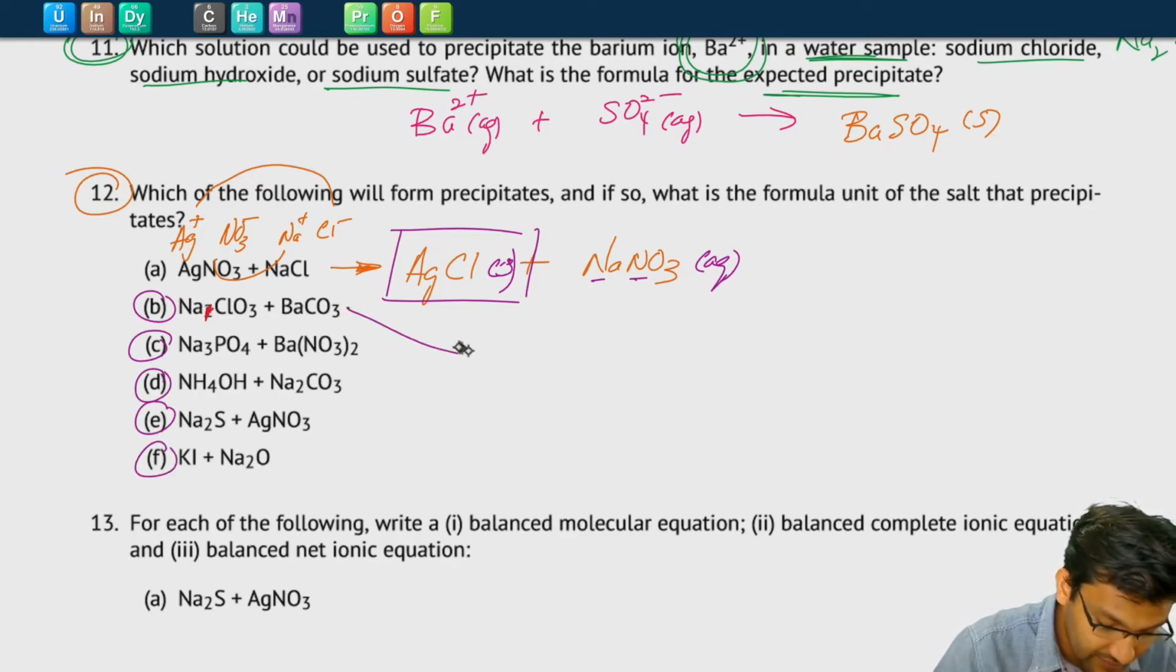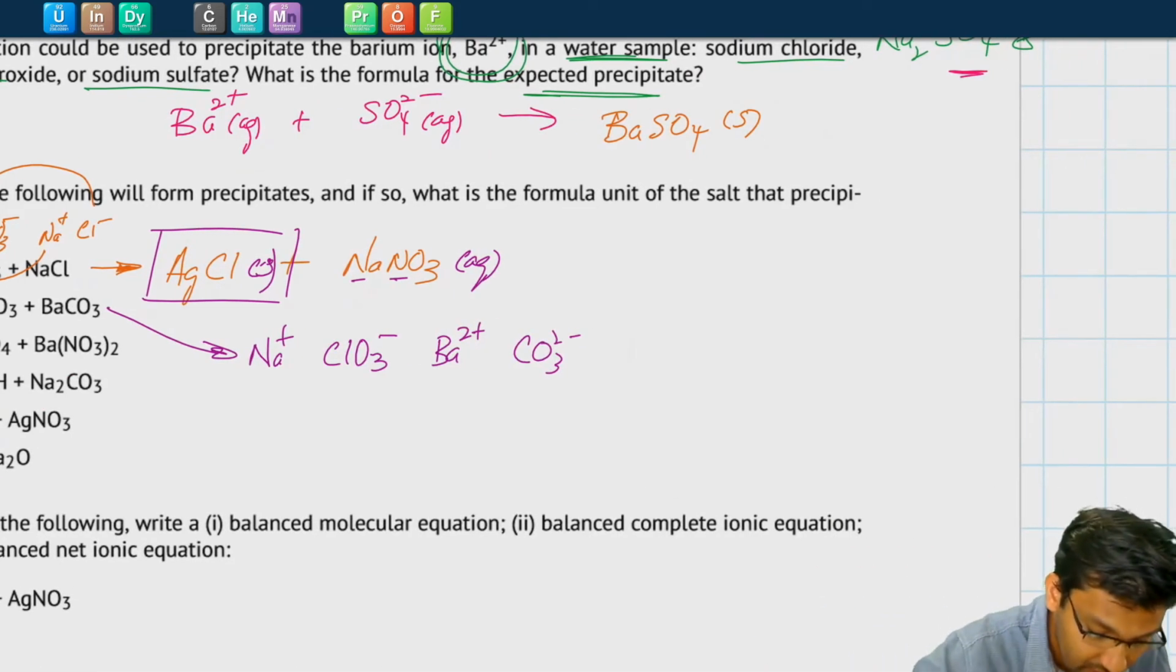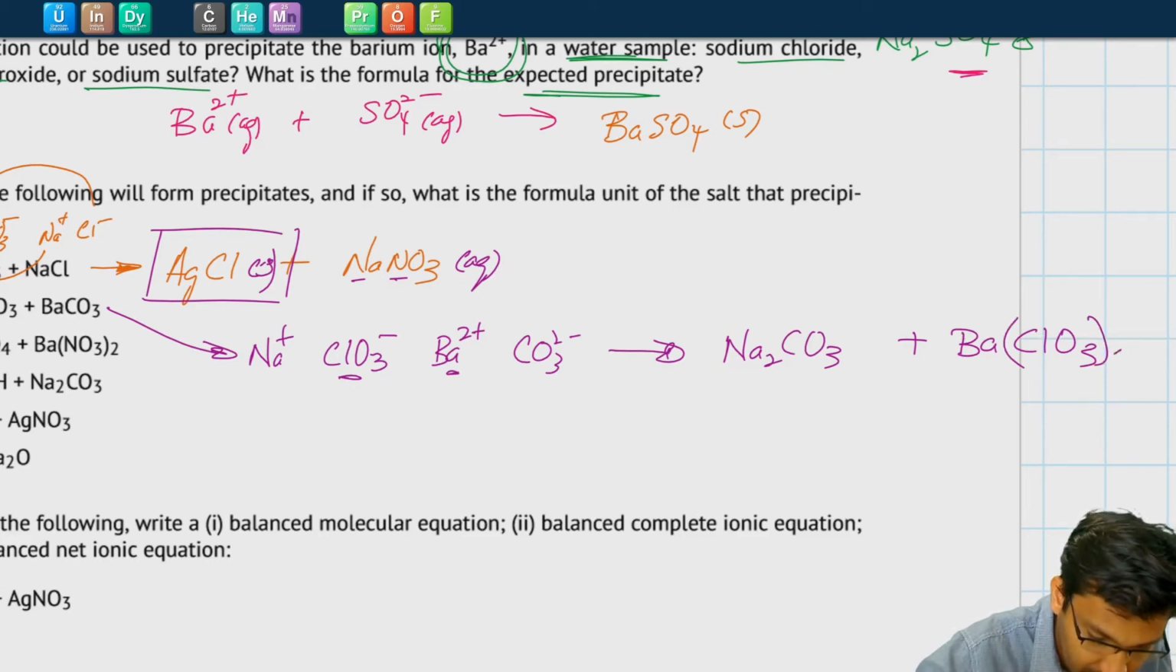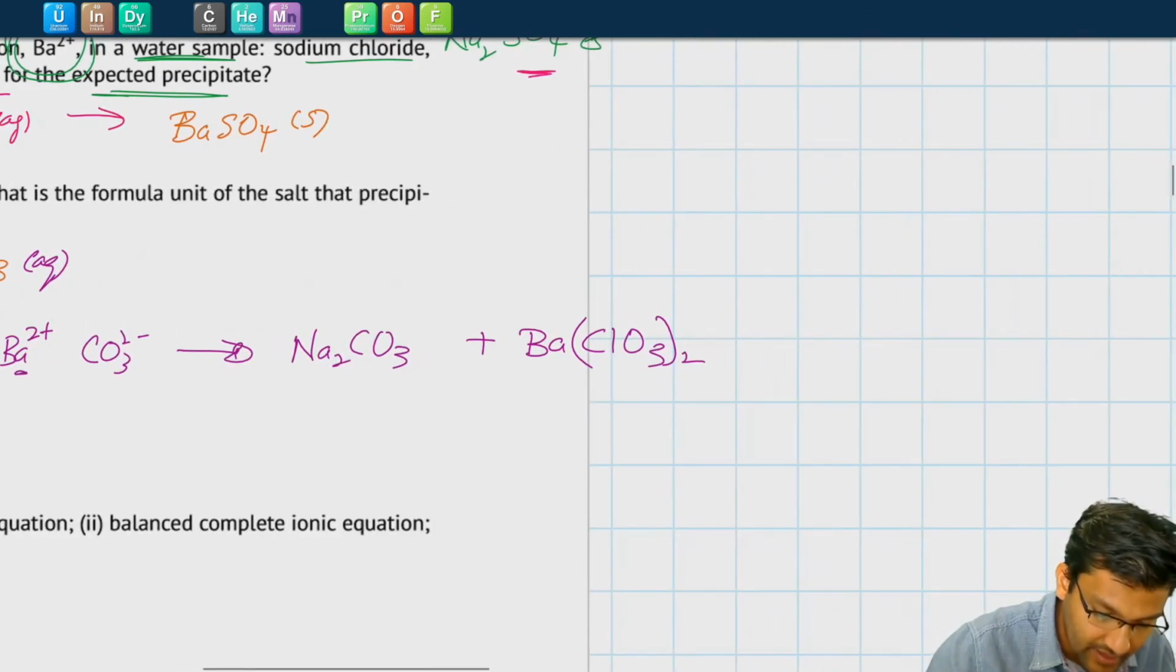But just for the sake of argument, we're going to look at this one, sodium chlorate. So sodium will break apart into Na plus, the chlorate ion is ClO3 minus, and then we also have barium 2 plus and CO3 2 minus. So those are all the ions floating around. If we mix them up, we'll get sodium carbonate, so Na2CO3, right? 2 sodiums to balance the 2 minus charges. And we'll have barium chlorate, so BaClO3, but barium has a 2 plus charge, chlorate only has a 1 minus charge, so we may need to double the chlorate to balance the charges.